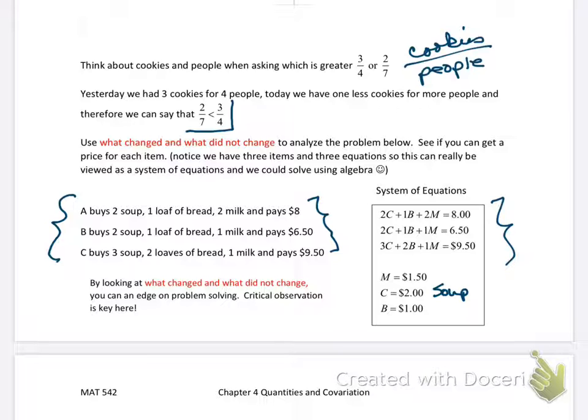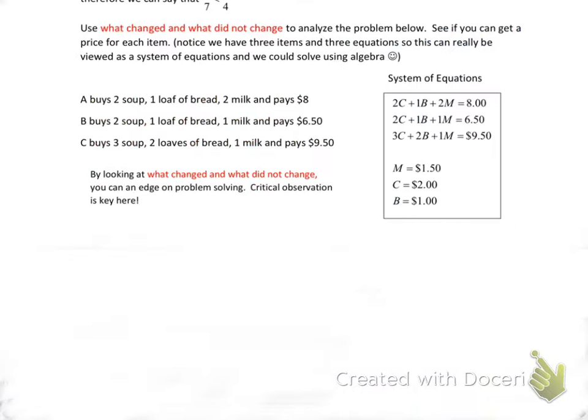And we're going to be trying to figure out what changed and what did not change, and see if we can get an edge on problem solving, because using critical observations is going to be key. So let's do that on the next page. Okay, so I gave us some space here to work on this.